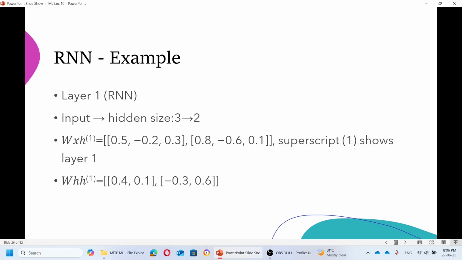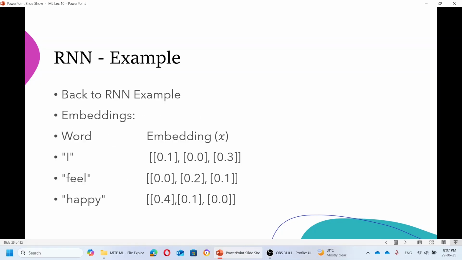The input dimension is 3, and since we have 3 inputs for each neuron, we need 3 weights. For example, this 0.5 is for x0, but for the first neuron. Minus 0.2 is for x1, and this is for x2. This is for the first neuron, and 0.8, minus 0.6 and 0.1 are for the second neuron. What do I mean by first neuron and second neuron?